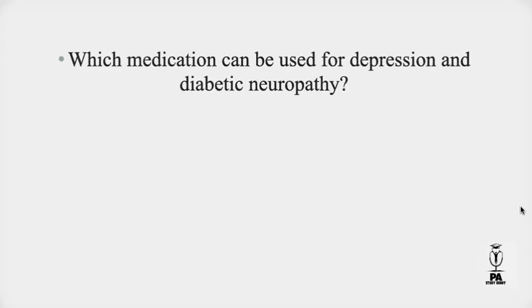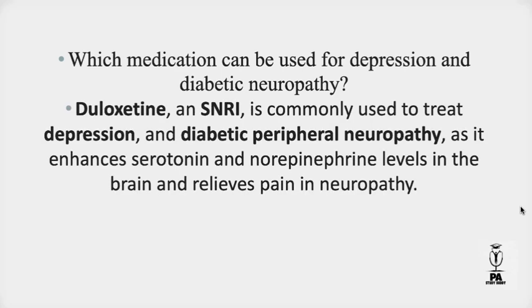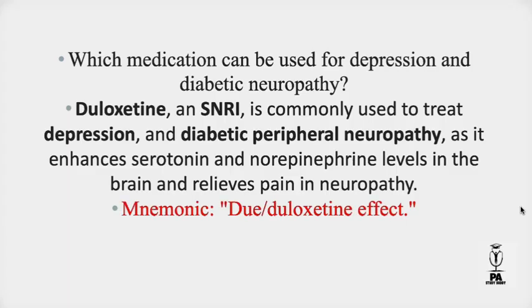Which medication can be used for depression and diabetic neuropathy? That would be duloxetine, Cymbalta, which is an SNRI, commonly used to treat depression, but it also treats diabetic peripheral neuropathy, which makes it a great choice for patients dealing with both of these issues, as it enhances serotonin and norepinephrine levels in the brain and relieves the pain in neuropathy. The way I remember this, duo in duloxetine reminds me of duo effect, treats 2 different things, and both of them start with D. So double D, duo. Depression, diabetic peripheral neuropathy, duloxetine.